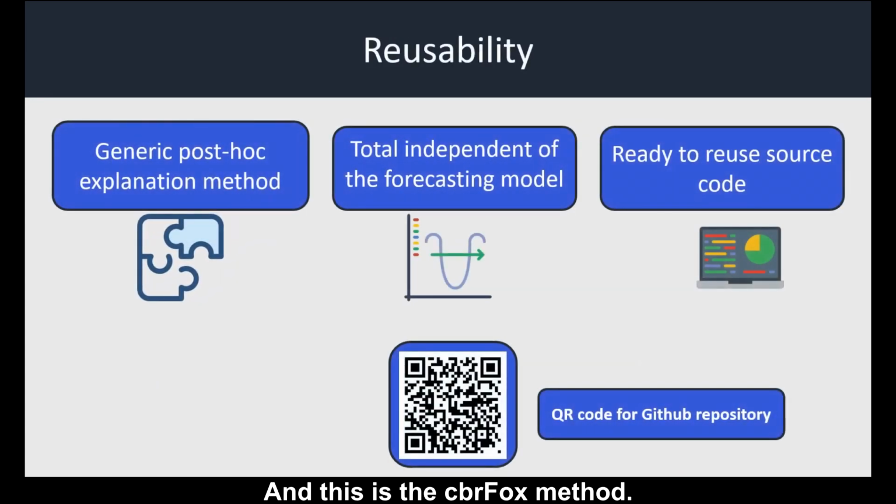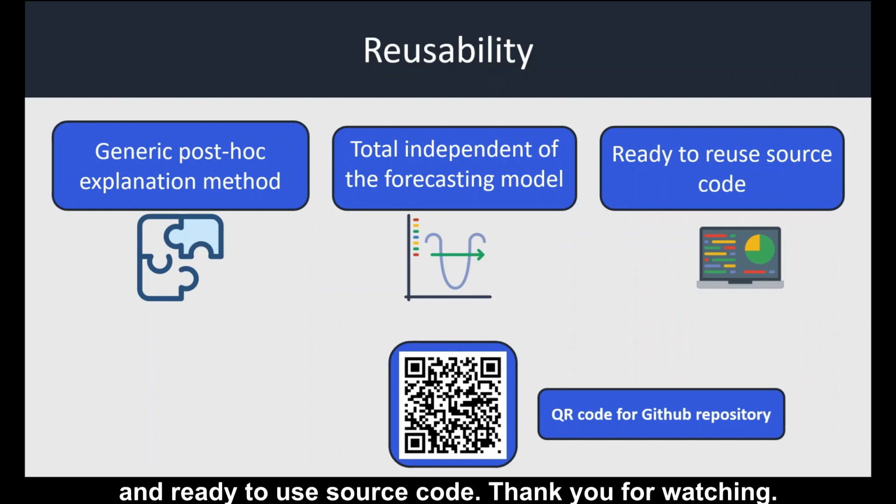And this is the CBR-foX method, a generic post hoc explanation method which is totally independent of the forecasting model and ready-to-use source code.